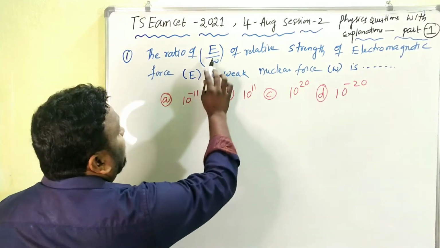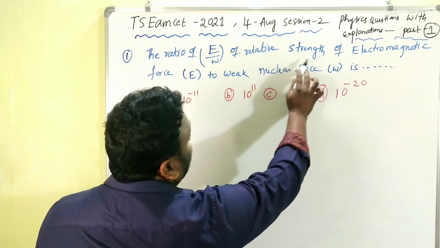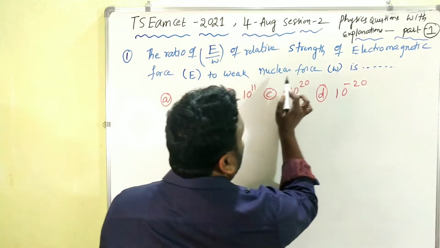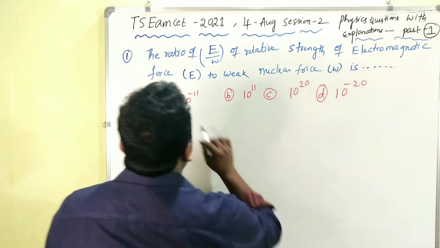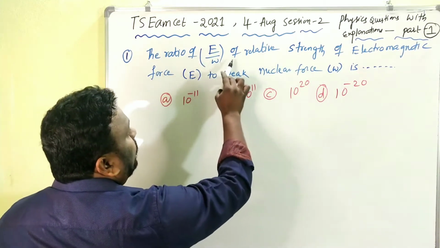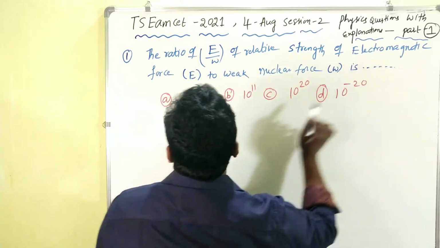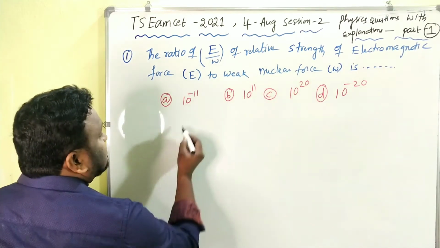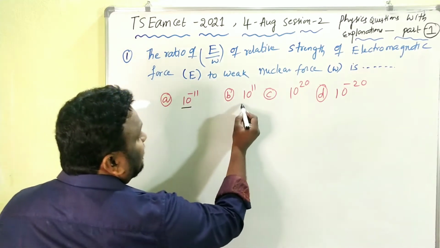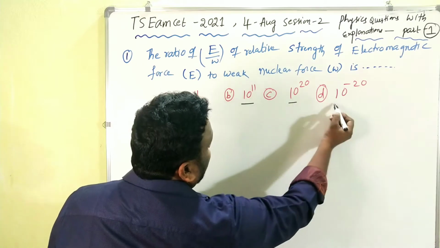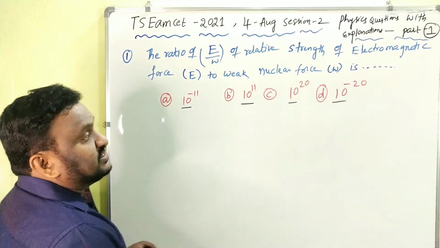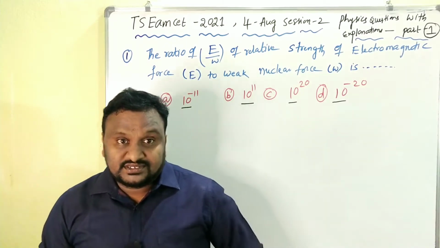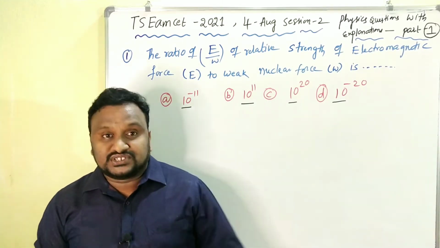The ratio E by W of the relative strength of the electromagnetic force E to the weak nuclear force W is. Options: 10 to the power of minus 11, 10 to the power of 11, 10 to the power of 20 and 10 to the power of minus 20. This is a question from the physical world chapter, so don't underestimate the chapter of physical world.